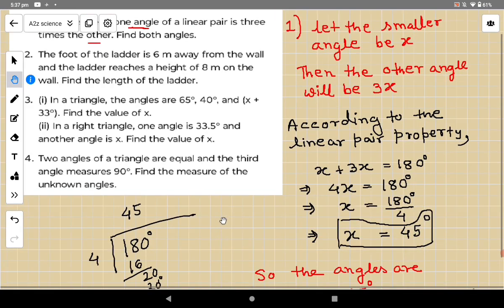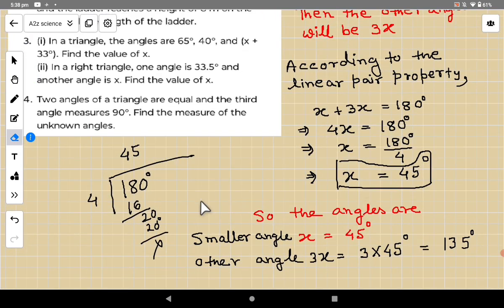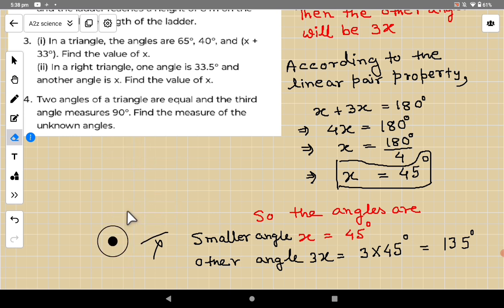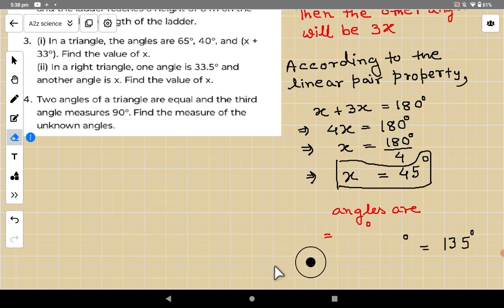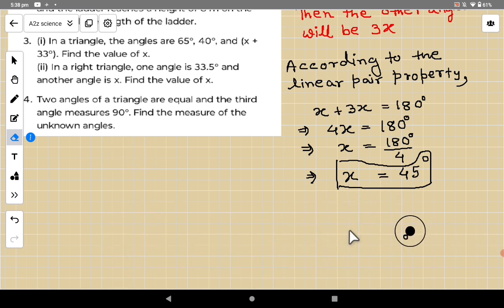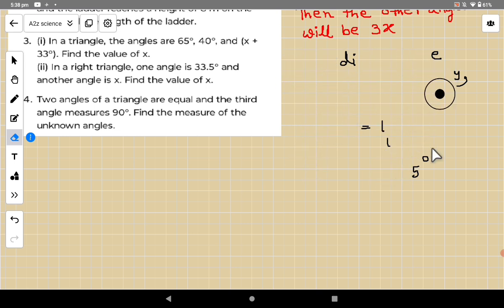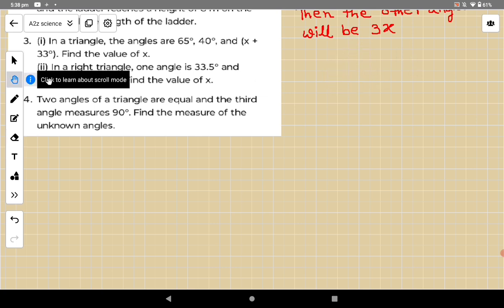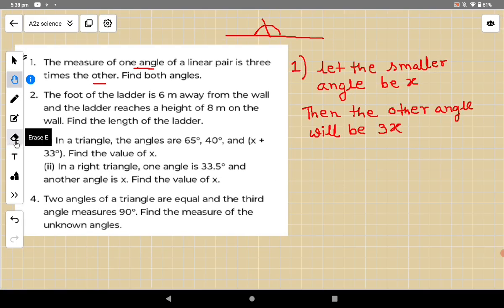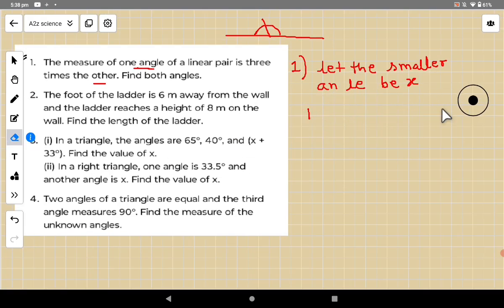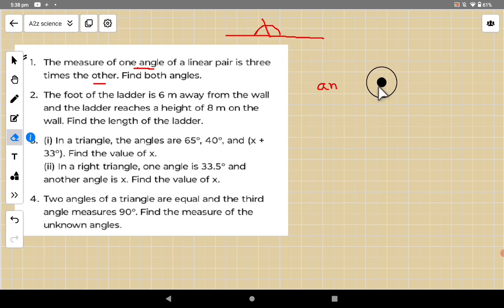Let's solve question number 2. So I am erasing question number 1. You can rewind the video or you can check again if you have any doubts. So that's why I'm making a video. Let's solve question number 2.